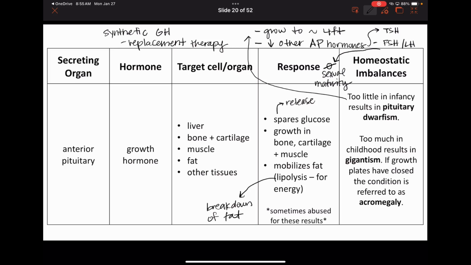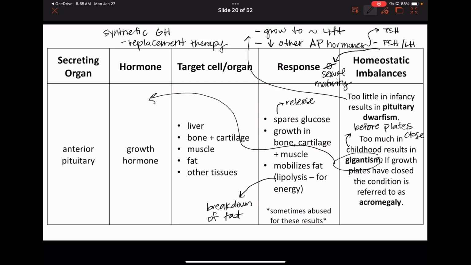Okay, so that's if you have too little growth hormone in infancy, you're going to develop pituitary dwarfism. But there's also issues if you have too much growth hormone as well. If you have too much growth hormone in childhood, and this means before your growth plates close, then you're going to experience something called gigantism. And I'll write the gigantism notes over here.